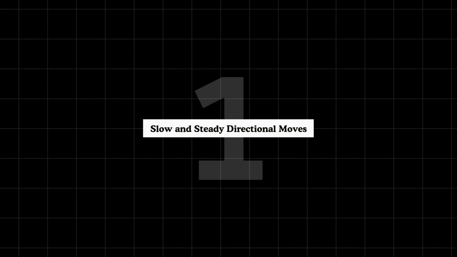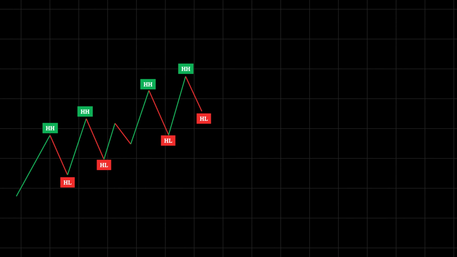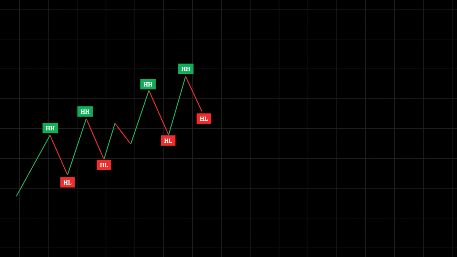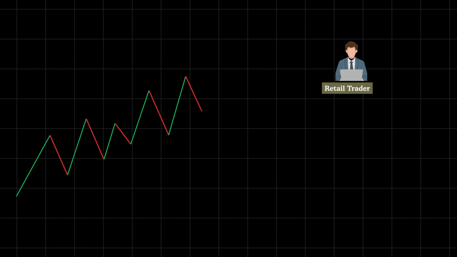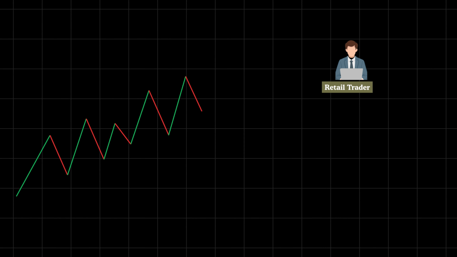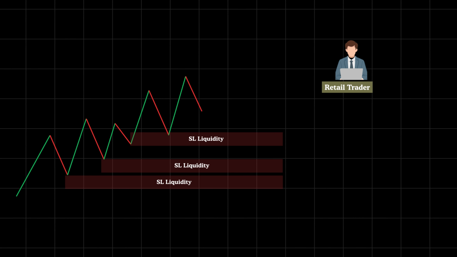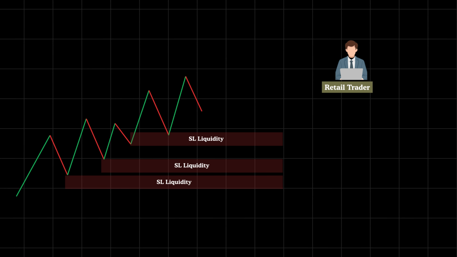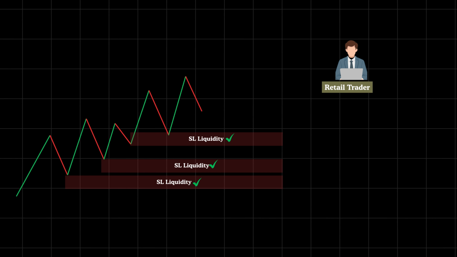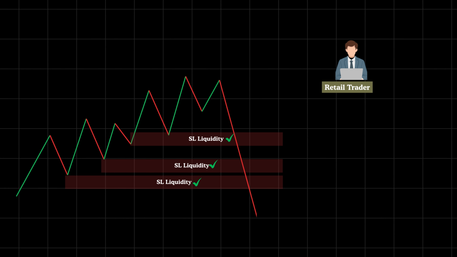Number 1. Slow and steady directional moves. If the price on the market chart is gradually moving upward, forming higher highs and higher lows, then your risk of getting trapped increases. Observing this, many retail traders enter long trades at lower levels after each price retracement, placing stop losses below. This results in a significant number of stop losses being set below the level, creating substantial liquidity. Consequently, the price reverses and moves downward, capturing this liquidity.